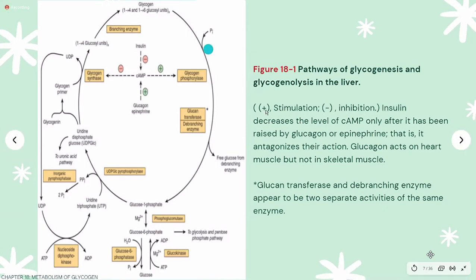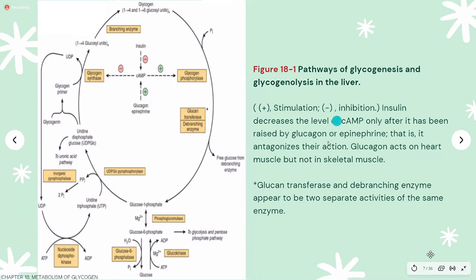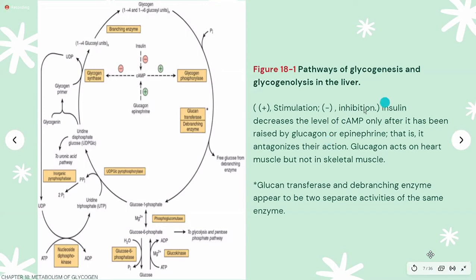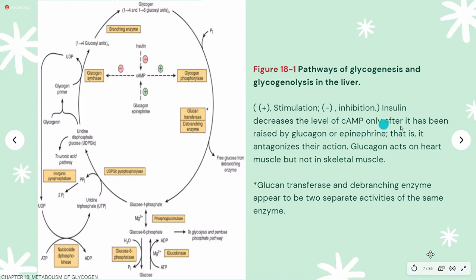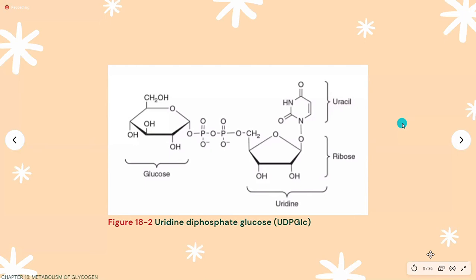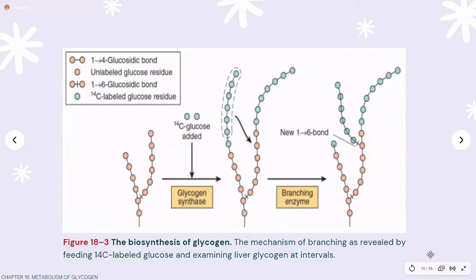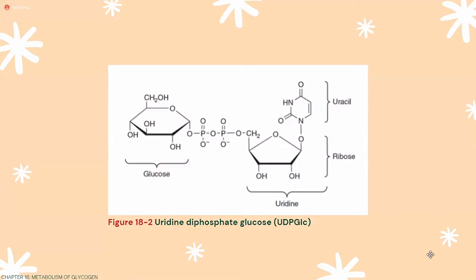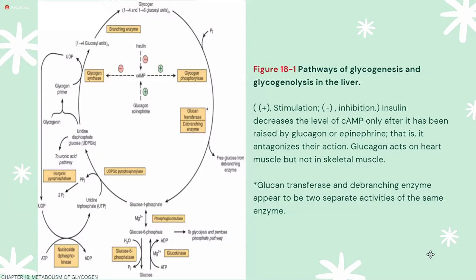So there you are, plus sign stimulation, negative sign inhibition. Insulin decreases the level of cyclic AMP after it has been raised by glucagon or epinephrine. It antagonizes their action.